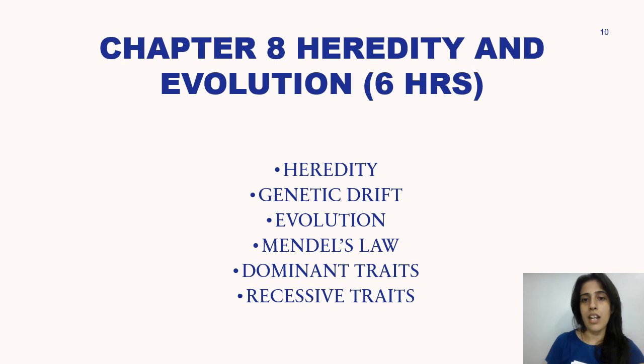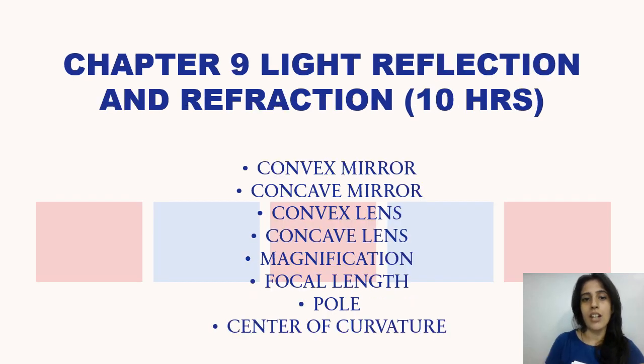In chapter 8, heredity and evolution, we will take it in 6 hours. Heredity, genetic drift, evolution, Mendel's law, dominant traits, recessive traits. In chapter 9, light reflection and refraction, we will take it in 10 hours. Convex mirror, convex lens, concave lens, magnification and focal length, and pole and center of curvature.